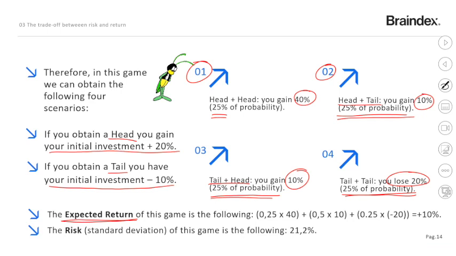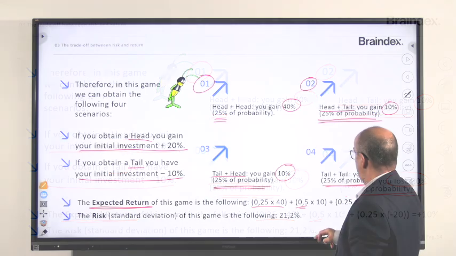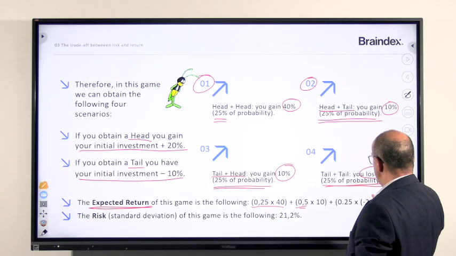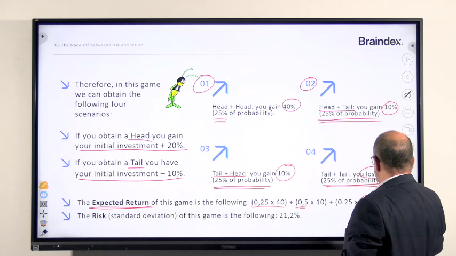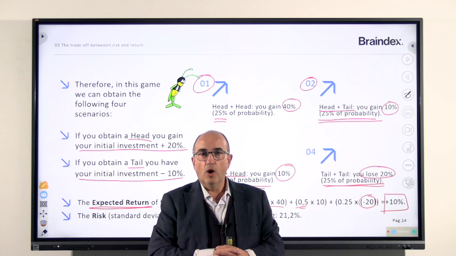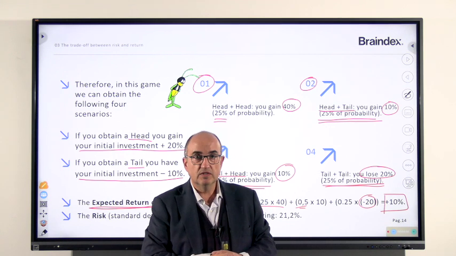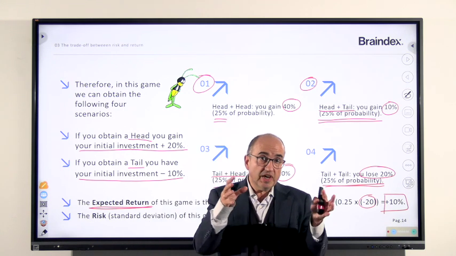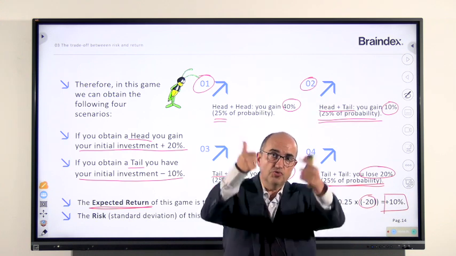The most difficult part to measure is risk. We will talk about risk later on. The expected return is the following: 25% of obtaining 40%, 25 plus 25, 50% of obtaining 10%, and finally 25% of losing 20%. The expected return of this game is obtaining plus 10%. So as an average, I would gain some money flipping these two coins into the air.